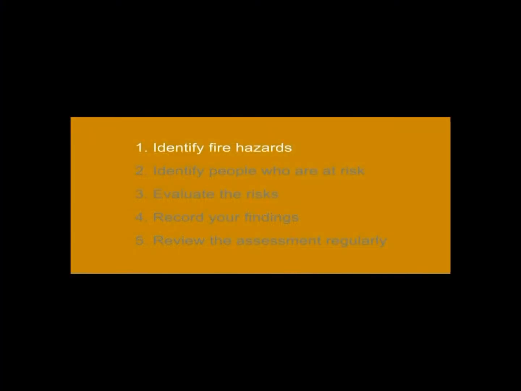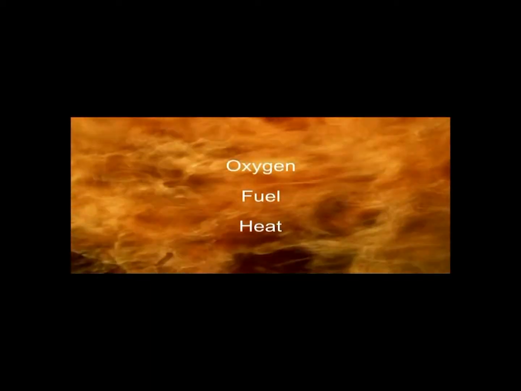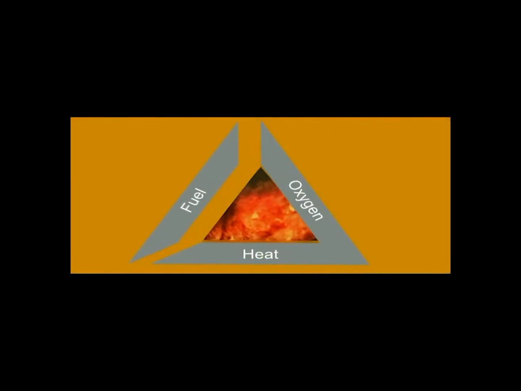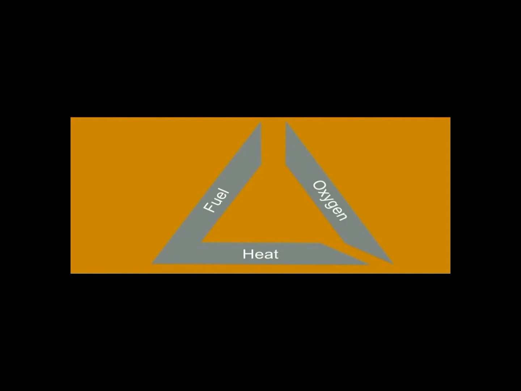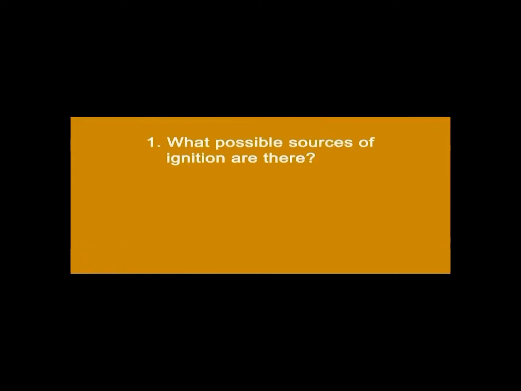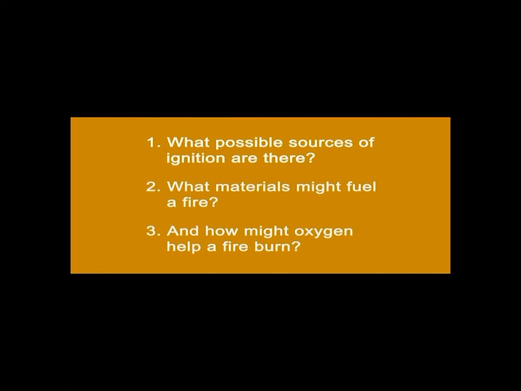When trying to identify fire hazards in any premises, it's worth remembering that 3 things are needed to create a fire: heat, fuel, and oxygen. This is often referred to as the fire triangle. If any one of these 3 is removed, then a fire can't take place. Keeping this in mind when you walk around your premises can help simplify the process of identifying fire hazards, as essentially there are just 3 questions you need to ask. What possible sources of ignition, and therefore heat, are there? What materials might fuel a fire? And how might oxygen help a fire burn?